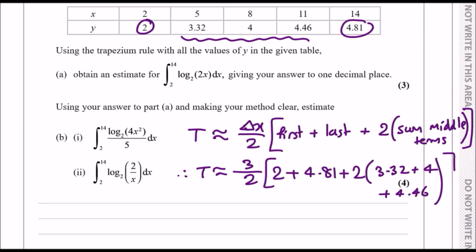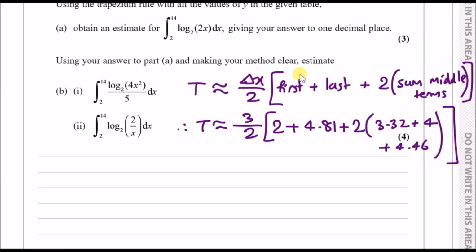Then we just put that all in the calculator, and they want us to round the answer to one decimal place. Before you do that, it's always a good idea to write the full answer first. So according to the full answer, we should get 45.555, and to one decimal place is 45.6. And that's part A done.